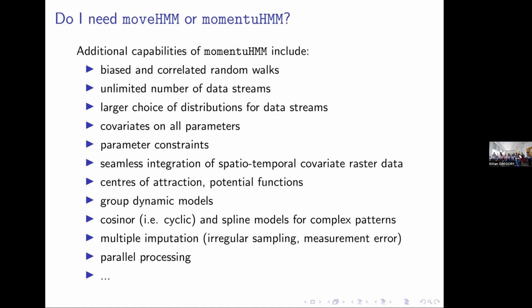What is that thing? Embarrassingly parallelizable? Yeah, something like that. Yeah, embarrassingly parallel.